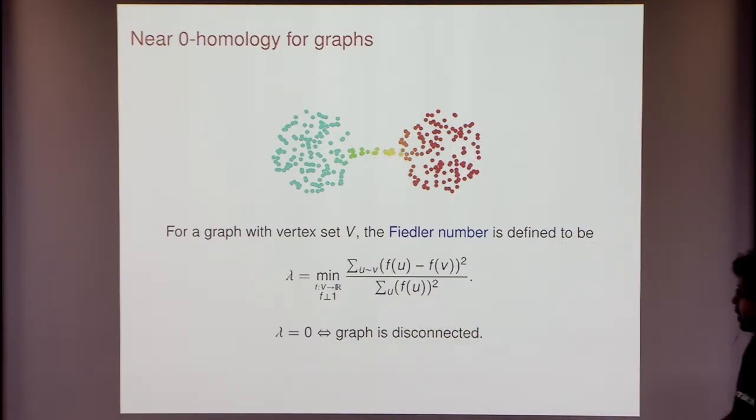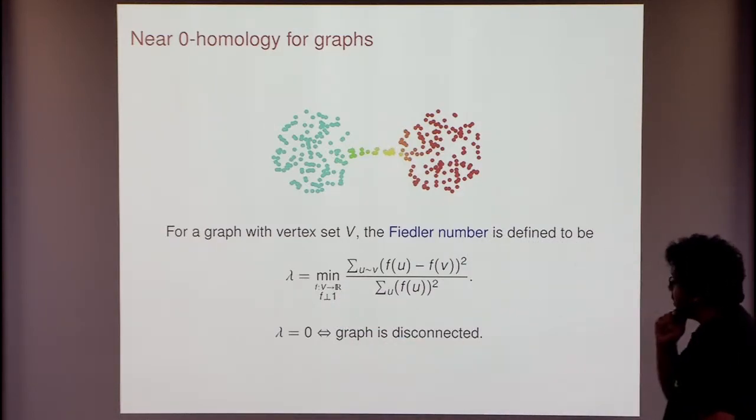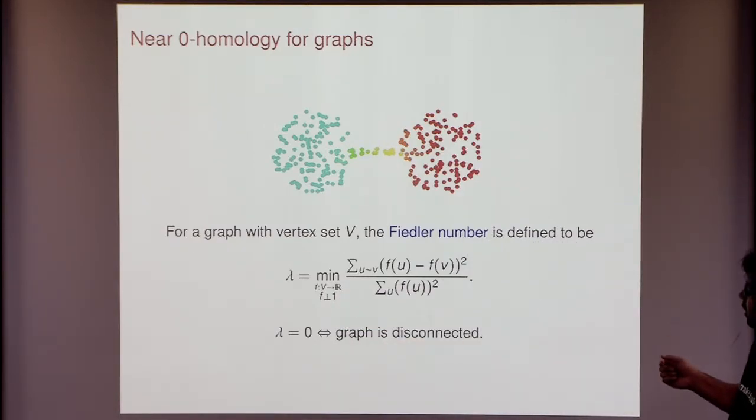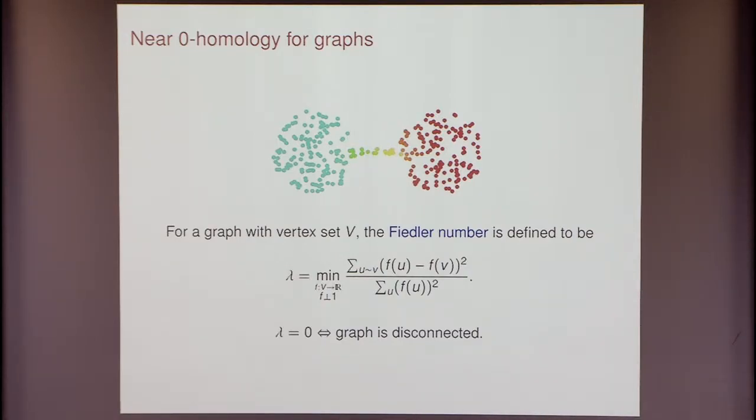This idea of being perpendicular to the one vector will come up again in a more abstract sense. And you can think of this as a relaxation of the previous problem. And if lambda again is 0, the graph is disconnected.